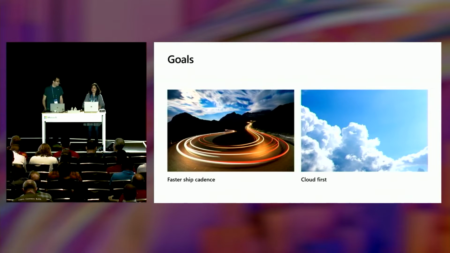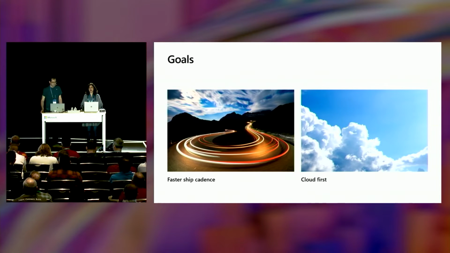Around the same time when Satya became the CEO, we started the effort of revamping our engineering system. We started with two goals: faster shipping cadence and cloud first. Why we needed faster shipping was that we realized we needed to respond to the needs of our customers, which were moving fast as the technology was rapidly changing. So we felt like they were tied to our shipping schedule, and we were not able to deliver constructs and IDE features to them fast enough. That was the first goal we started with.